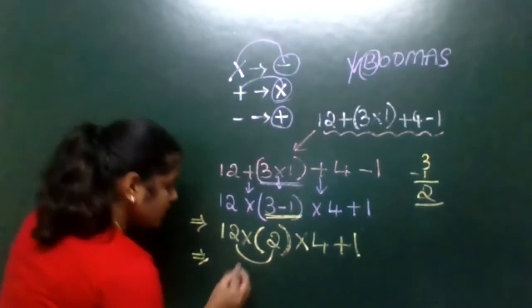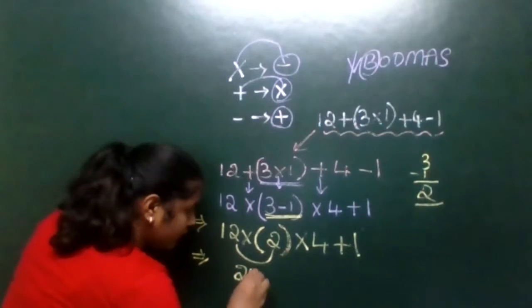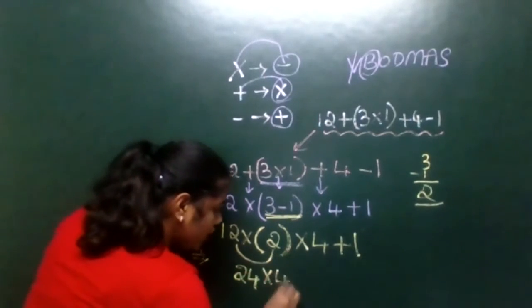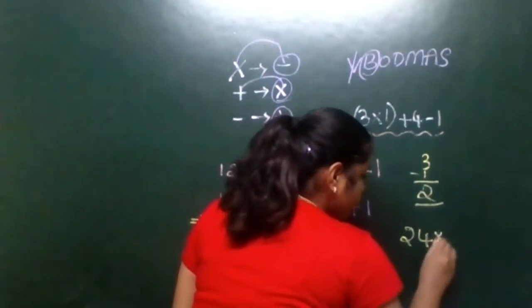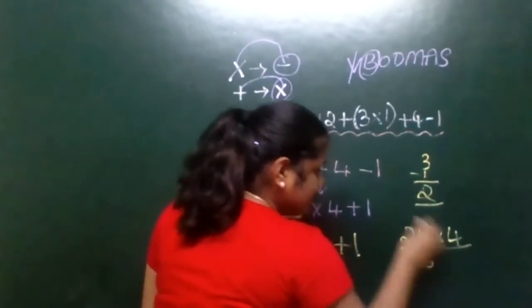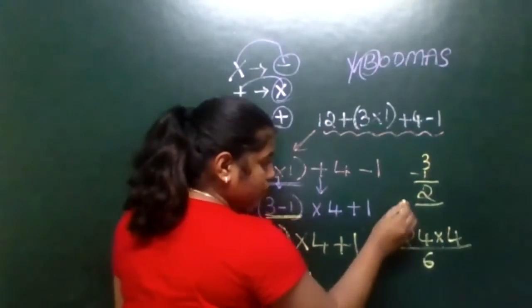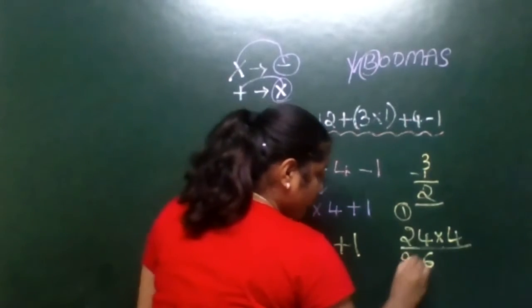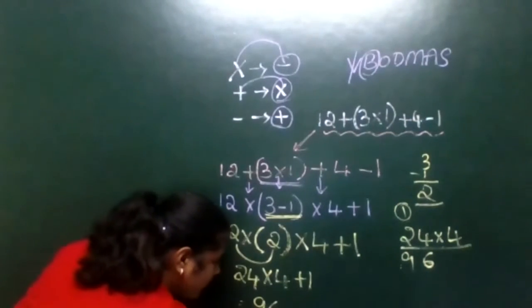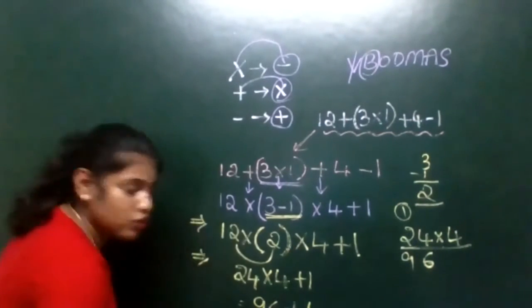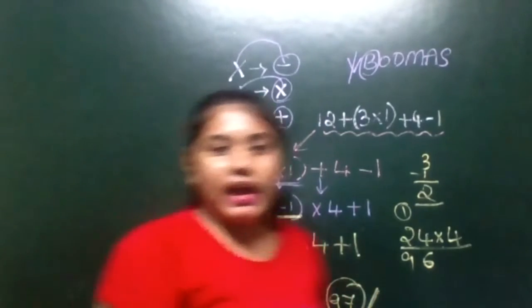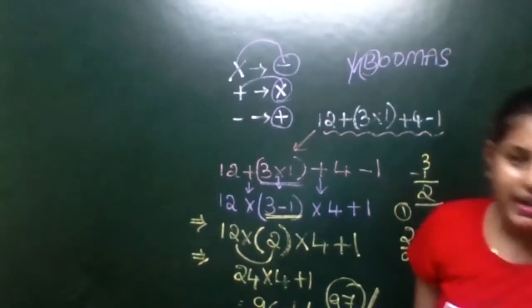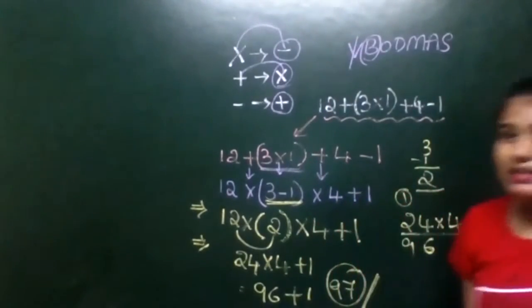12 twos are 24 into 4 plus 1. Okay, 24 into 4. 4 fours are 16, 1 carry. 4 twos are 8 plus 1, 9. 96 plus 1 is equal to 97. This is the answer. So, what is the answer? 96 plus 1, 97.